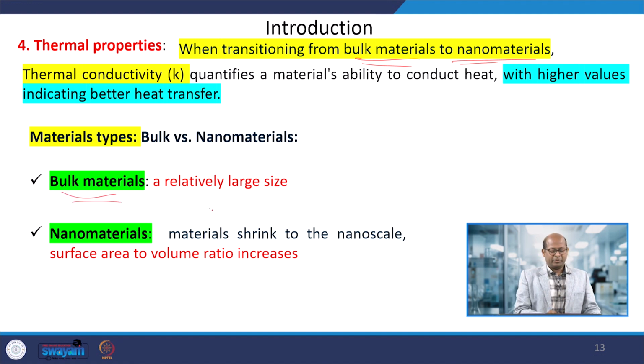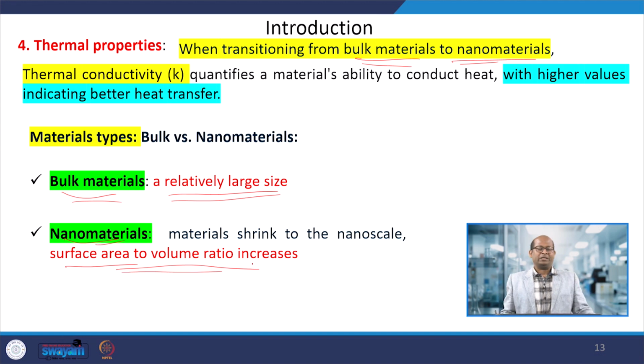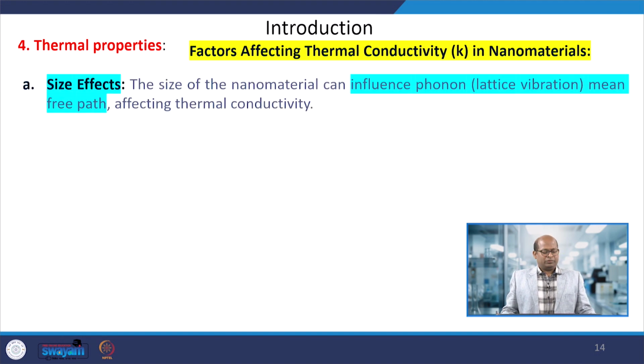Okay. So, a bulk material is relatively large in size, and in the case of nanomaterials the surface area to volume ratio will change, or increase. That would change the overall performance of the system. Once we convert a bulk material into nanomaterials, the overall surface to volume ratio changes. Then the size of the nanomaterials would influence the phonons. Phonons mean the mean free path, or lattice vibrations, would change. Therefore, that would affect the overall thermal conductivity of the material.